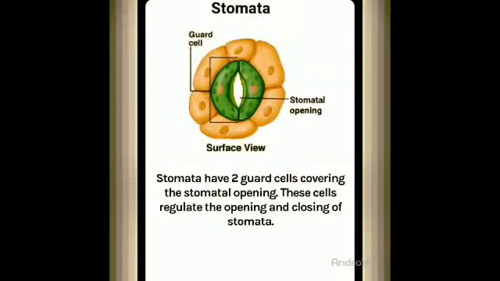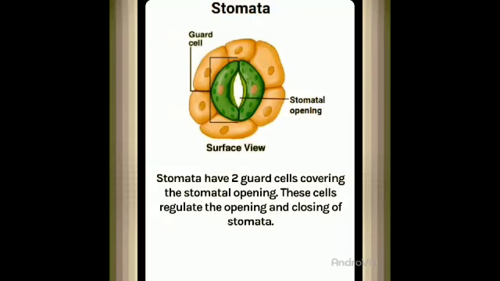So let's learn about the structure of stomata. This is a diagram of stomata. In the center, two kidney-shaped or bean-shaped cells are found. These cells are called guard cells, and when they surround the center, they form a stomatal opening. Guard cells are guarded by the subsidiary cells. The yellow colored cells present here are the subsidiary cells.